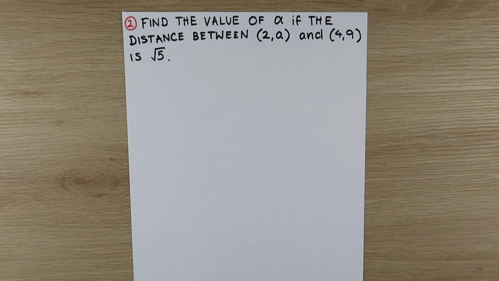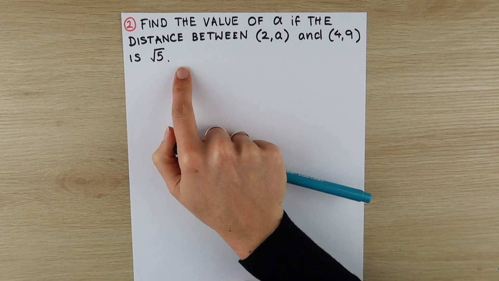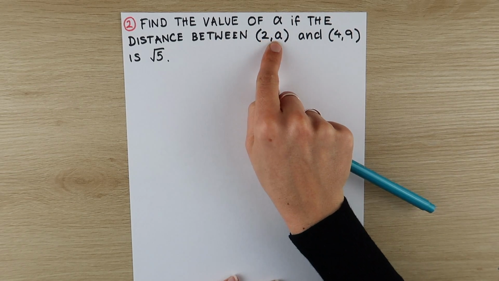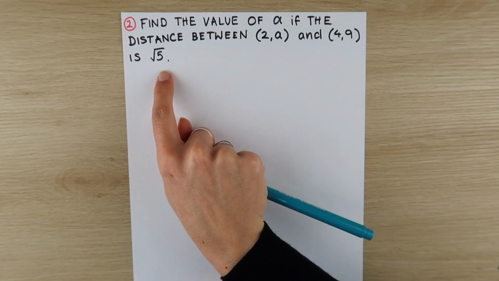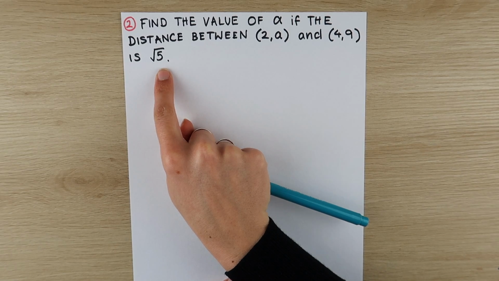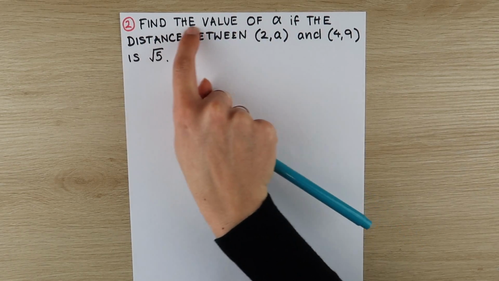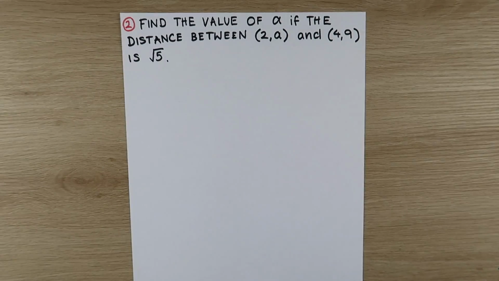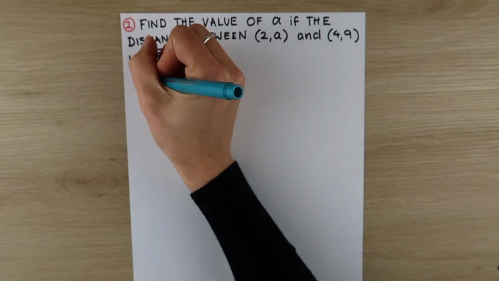This second example relating to the distance of a line has provided us with slightly different information. So now I know that the distance between 2a and 49 is the square root of 5. And I've been asked to find the value of a. The best way to start is by writing out our formula because that's something that we know for sure.